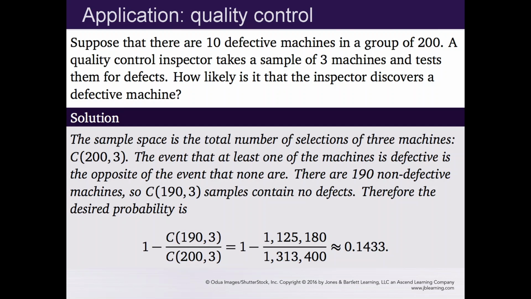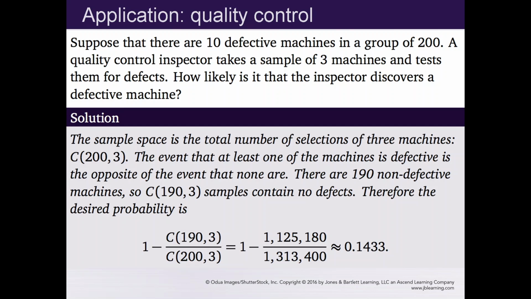So the sample space is how many groups of 3 machines he can pick, right? So that's 200 choose 3, and that's the denominator. He could get 1 defective machine, or 2, or 3 defective machines out of his sample. That's 3 things to add, but it's easier just to take away how many ways he can not detect any defective machines. How many ways could he get none of the defective machines? Out of the 190 good ones, he'd have to pick all 3 from that. So that's 190 choose 3.